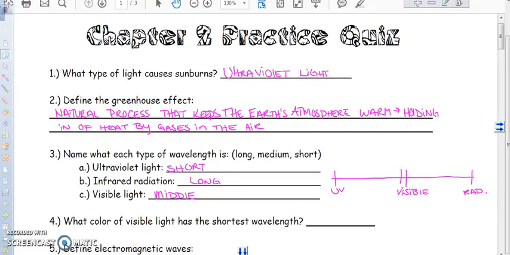Now, what color of visible light has the shortest wavelength? Remember we were talking about those purples and blues? So blue or violet. As we're going through, if you're getting any wrong, circle them, make a flashcard for them. Press pause, make a flashcard, and then press play again. That way, by the end of this video, you will have whatever ones you really need to study.